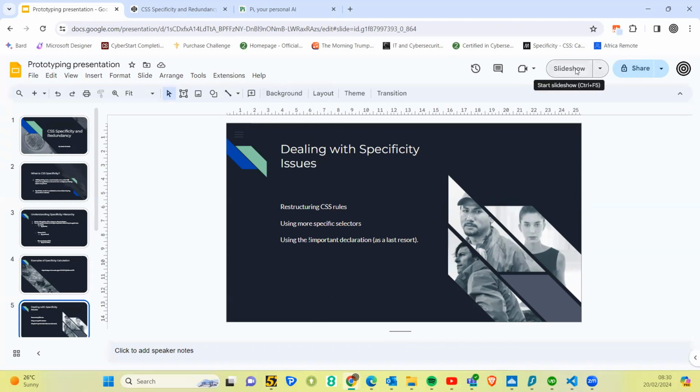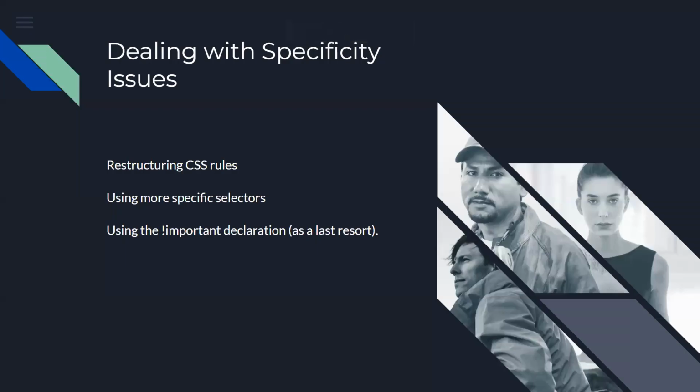Now, there tends to be issues when dealing with CSS, and it's important to know how best to actually deal with these issues. Specificity conflicts can lead to unexpected styling results, and there are certain strategies that can be used to try and overcome or mitigate these problems. Some of these are restructuring your CSS rules, as you've seen me do a bit earlier on. The other thing we can do is to use specific selectors.